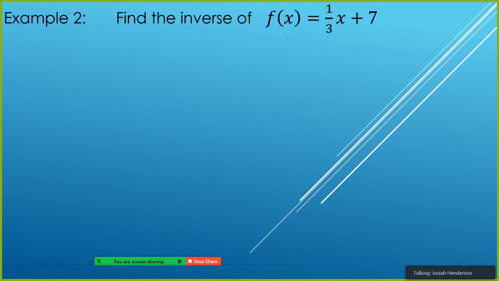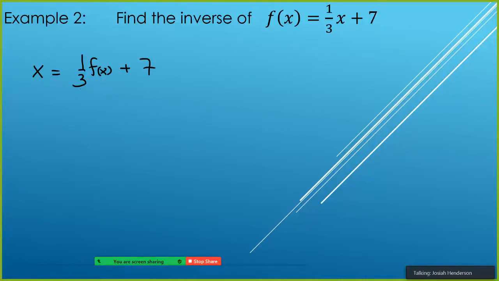Okay, so swap x and f of x. So here we go. x equals 1/3 f of x plus 7. So all we did here was we swapped the x and the f of x. Then the next step is get f of x alone. Solve for it. Isolate it.